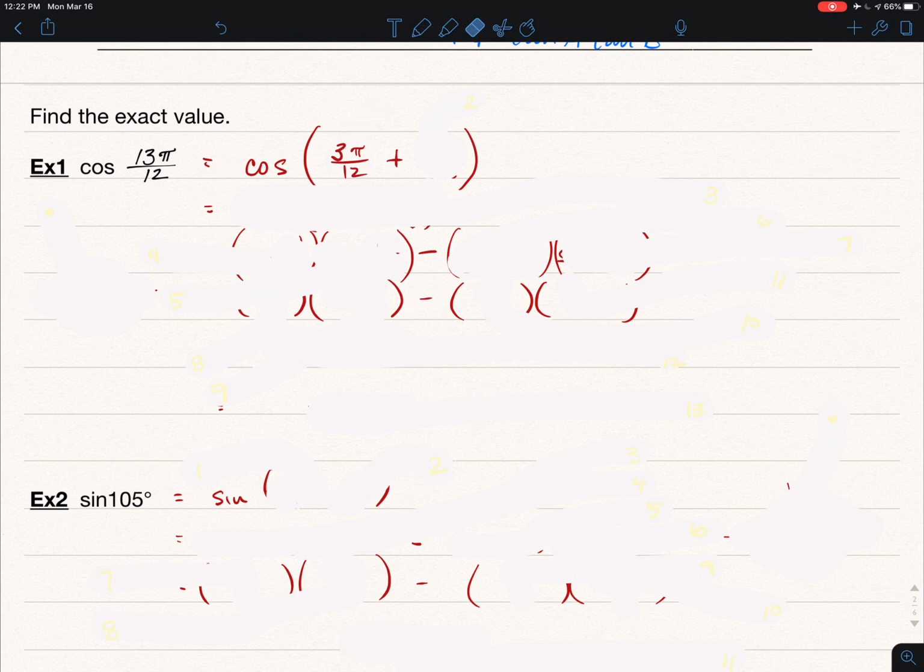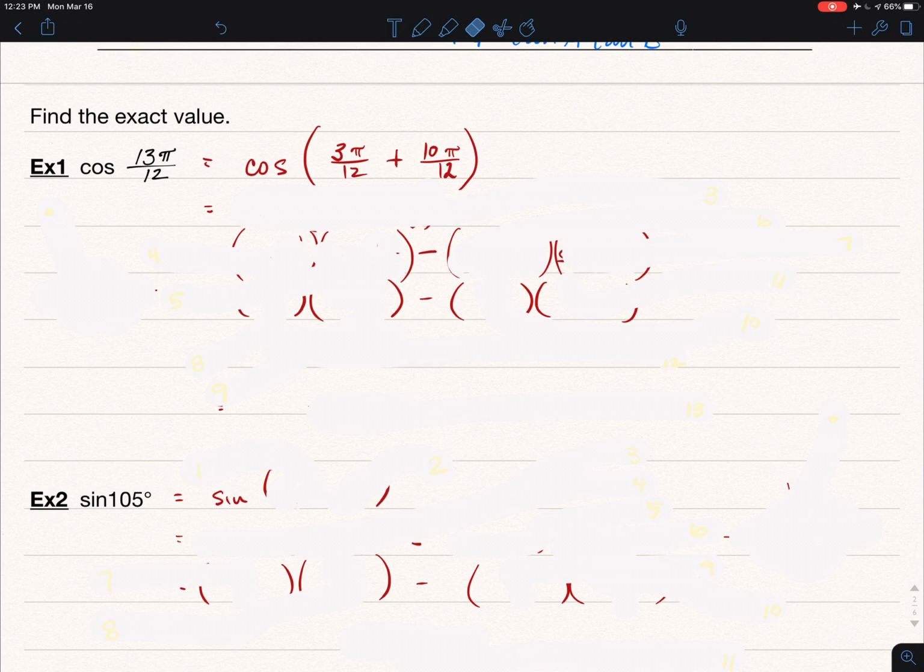And so what I'm going to choose on this one is a 3 pi over 12 plus a 10 pi over 12. Now, understand, I could have chosen a different version. I could have chosen a 4 pi over 12 plus a 9 pi over 12. I could have also done some subtraction, like maybe a 15 pi over 12 minus a 12 pi over 12.